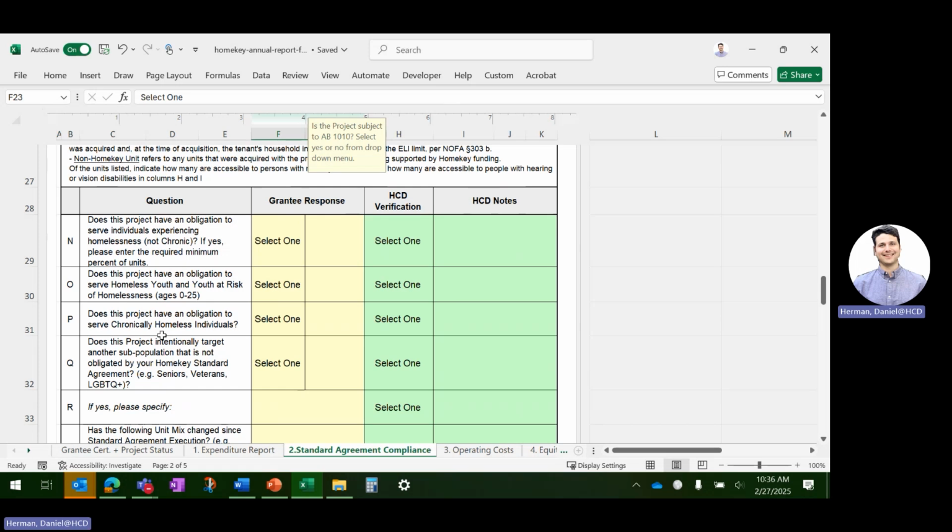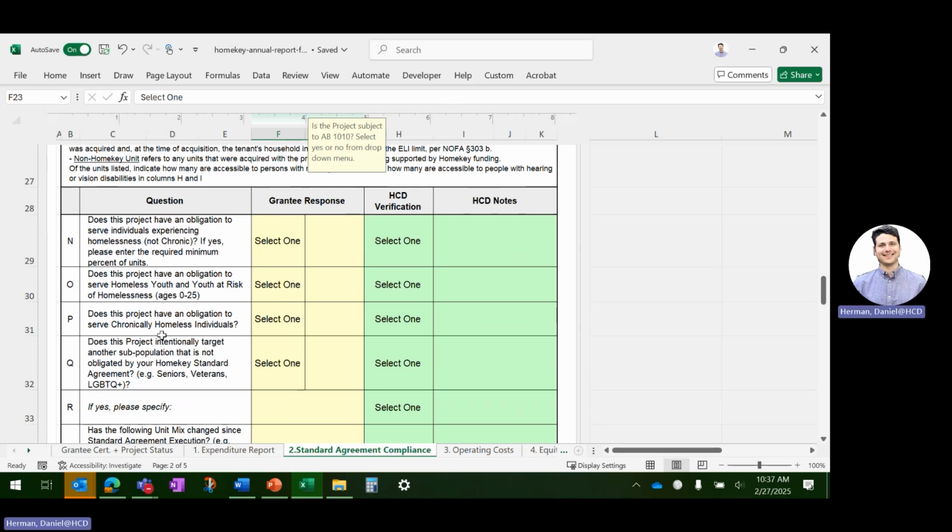So for question N, does your standard agreement have the commitment to serve the specific type of target population, experiencing homelessness, not chronic? And if you select yes, please enter the percentage of units that you need to have a minimum restricted. So, say 50%.